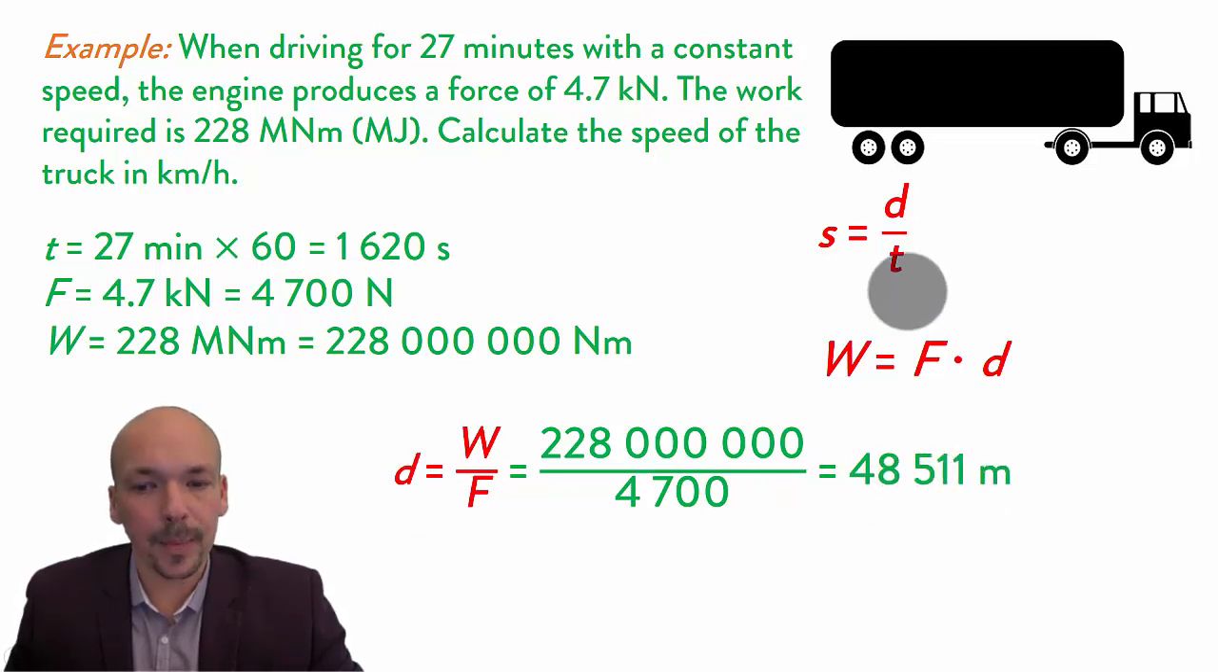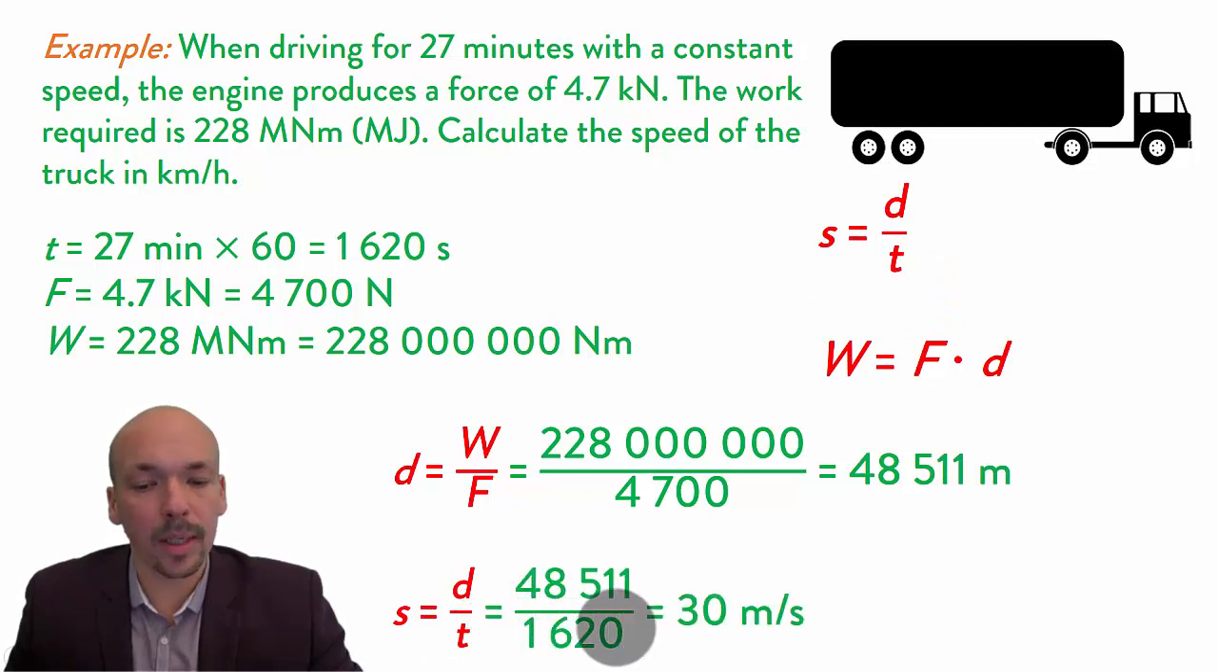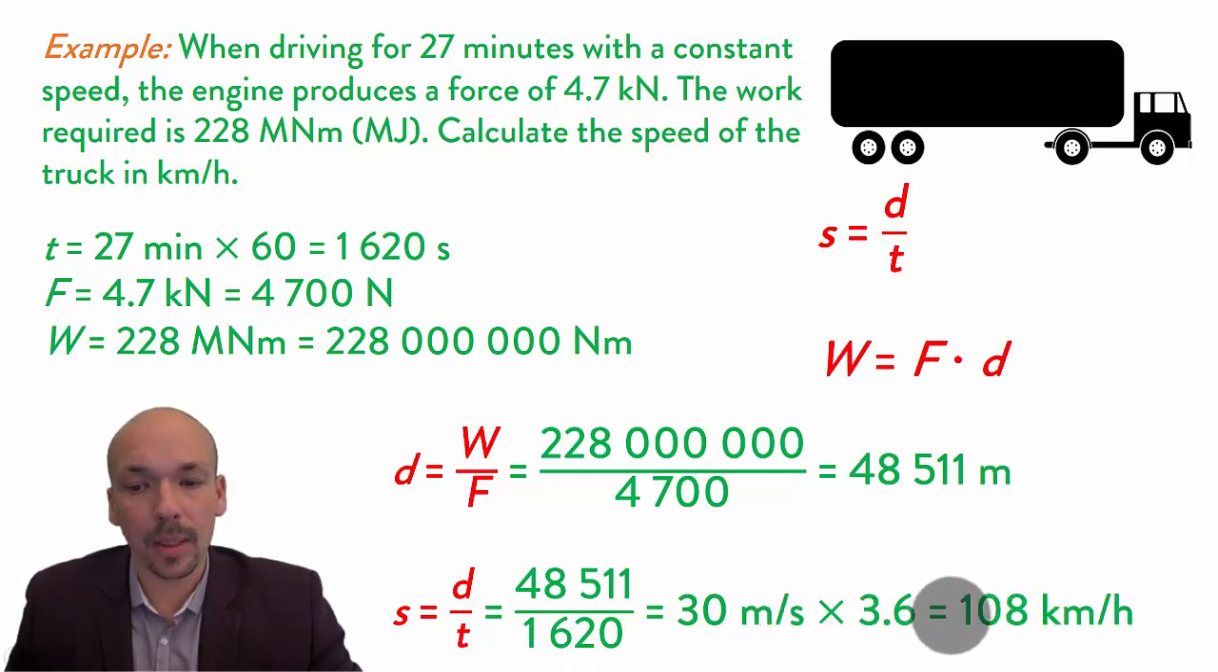48,511 meters. We can divide it by the time, so we use this equation, we divide it by the time, and then we have a speed of 30 meters per second. Then we have to multiply by 3.6, so then we have a speed of 108 kilometers per hour. So that's how we solved this example. I hope you now know what work is and how you can calculate with it.